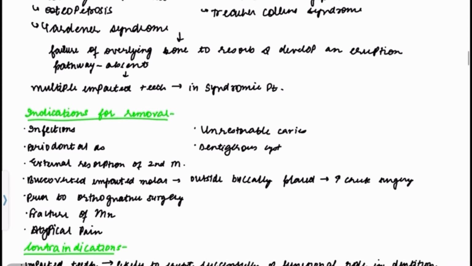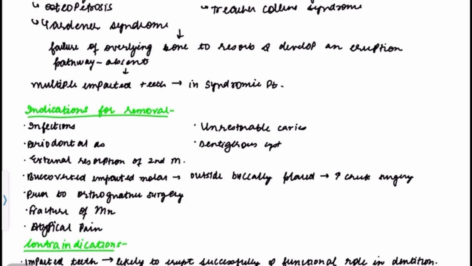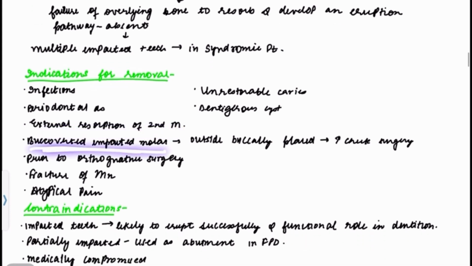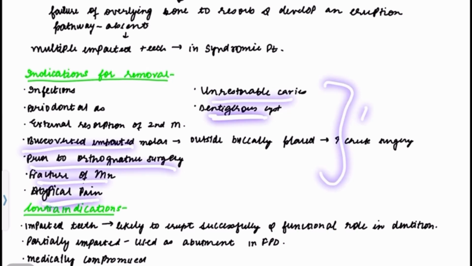Now, let's see what are the indications for removal of such impacted teeth. Why will we disimpact the teeth? For example, if there is any infection in that tooth, or there is periodontal disease, or if there is external resorption of second molars, or a buccoverted impacted molar, that is, the tooth is placed buccally and there is increased cheek injury. In that case, we have to remove the impacted tooth. Then, prior to orthognathic surgery, if there is fracture of mandible, atypical pain, unrestorable caries, or dentigerous cyst. In these cases, we have to remove the tooth.